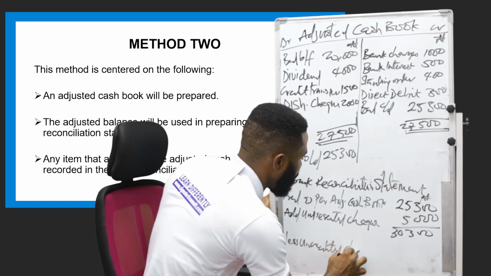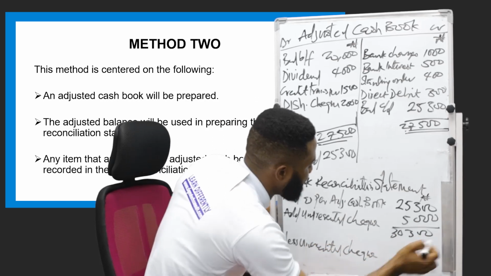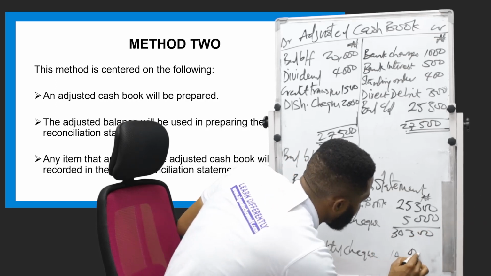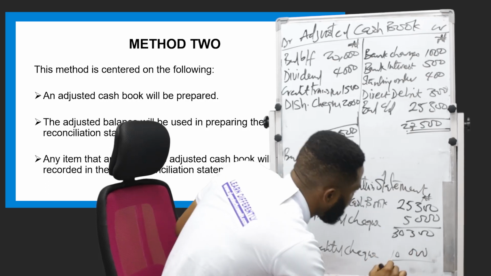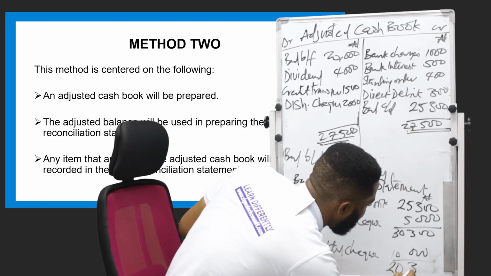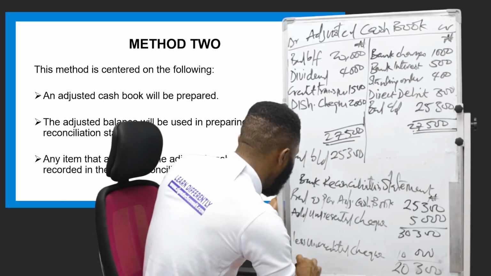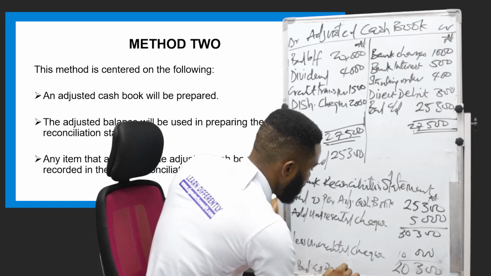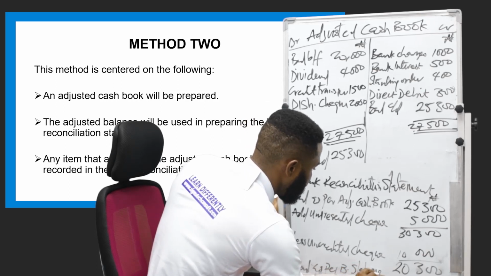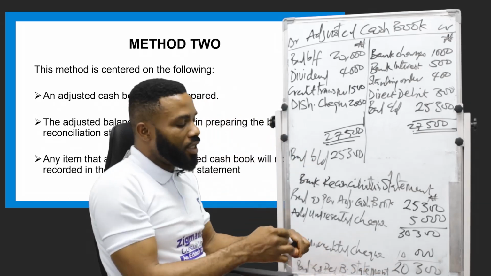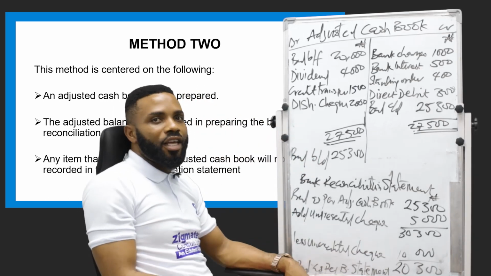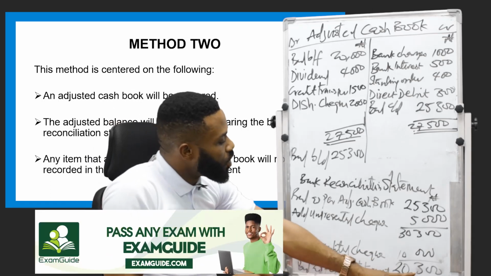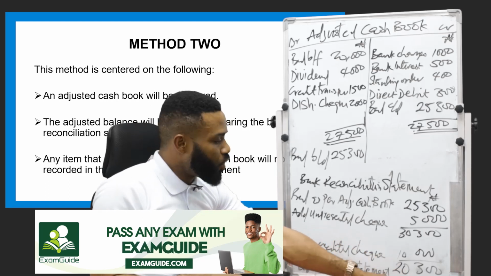uncredited what? Check. Let's take it to be 8,000, or let's take it to be 10,000. Let it be 10,000. So if you subtract this from this, you have 20,300. This is what we call your balance as per bank statement. So this 20,300 is your balance as per bank statement. This is what the examiner expects you to show him.